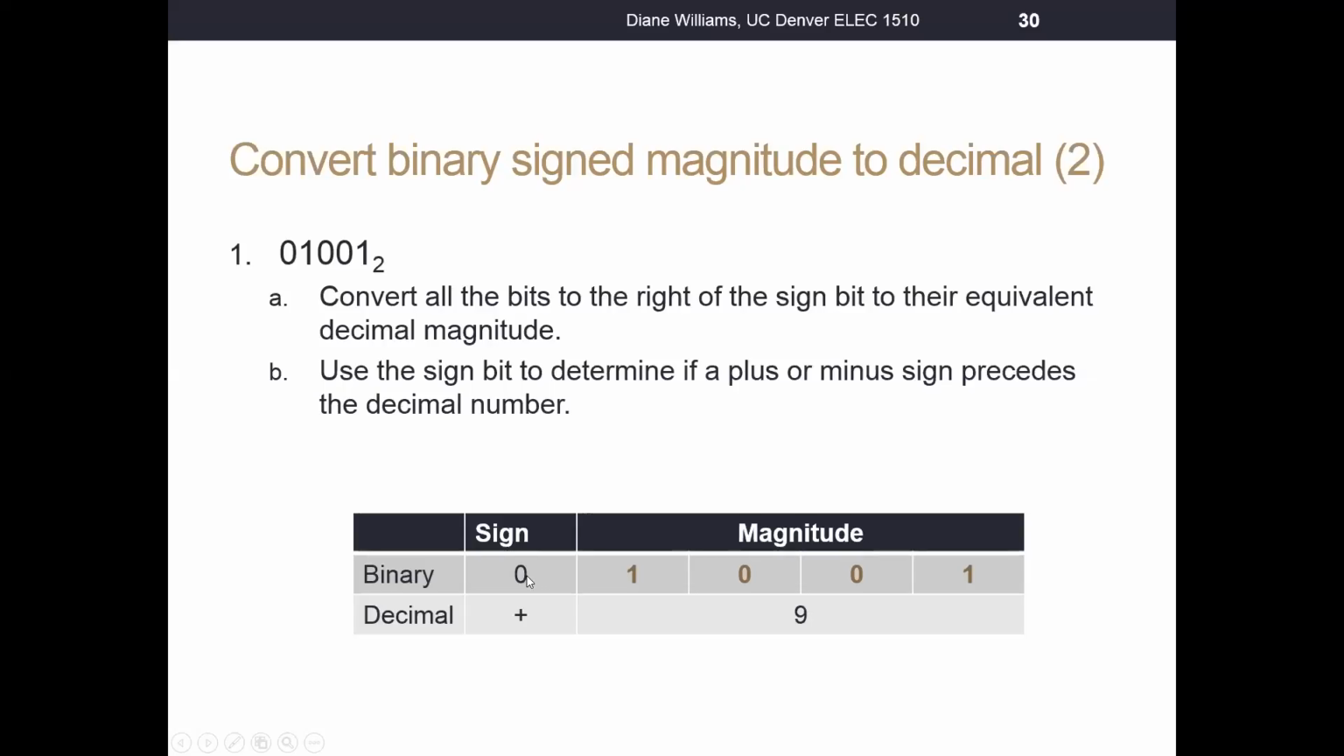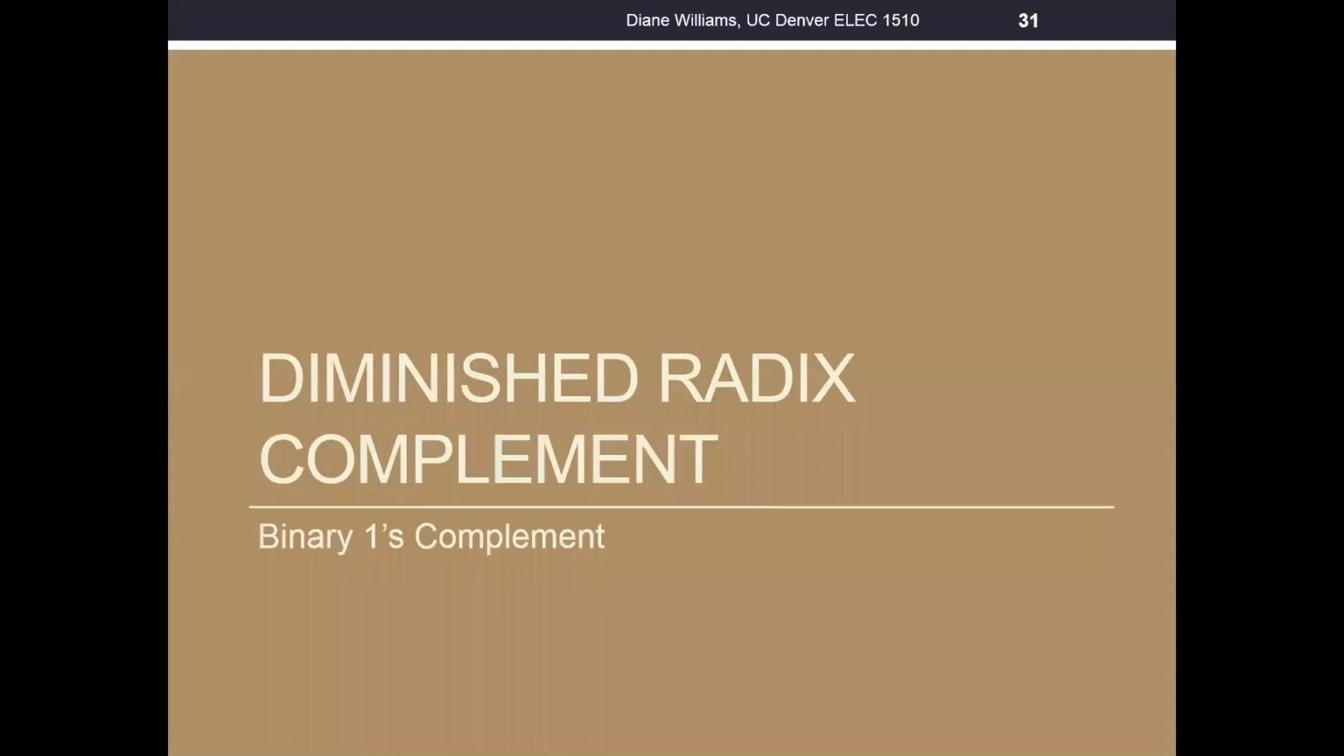So I just changed this. Our sign bit 0 goes here. Here's our magnitude. Notice the magnitude is the same as in the previous example. It's a 9. The sign bit is different. So this is plus 9. This is sign magnitude for plus 9. Pretty easy to convert, right? We just remember that the sign represents positive or negative, and convert the magnitude. All right, that's it for sign magnitude form.